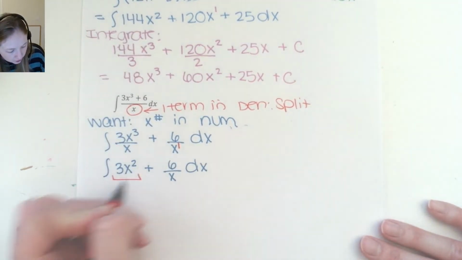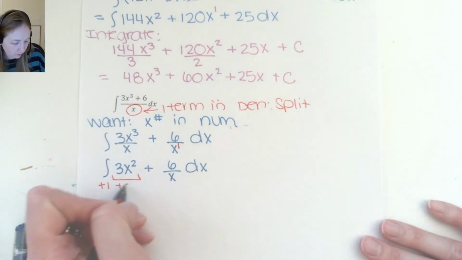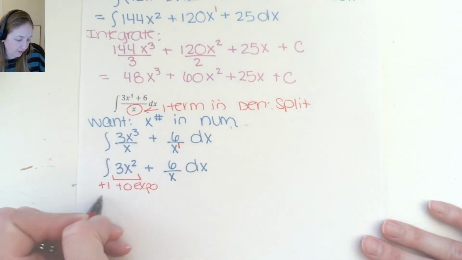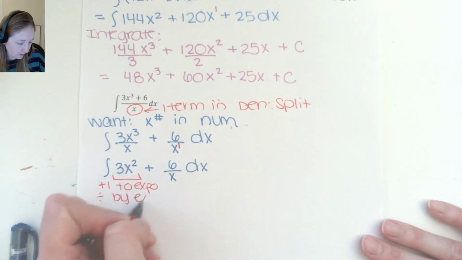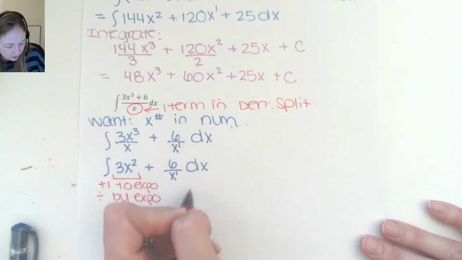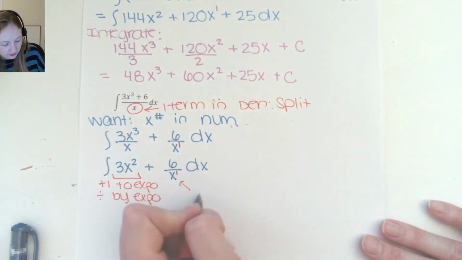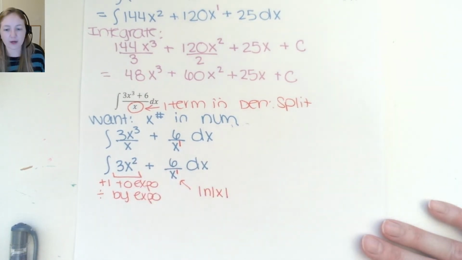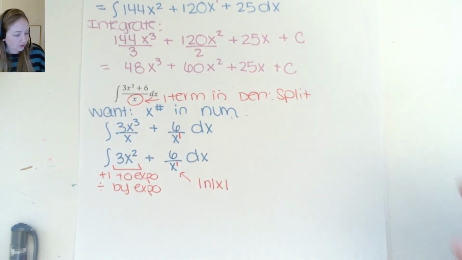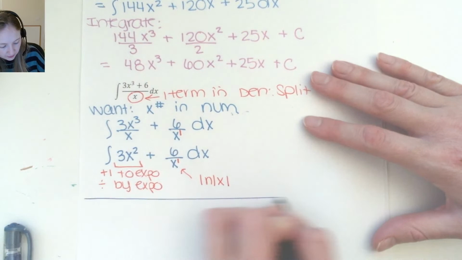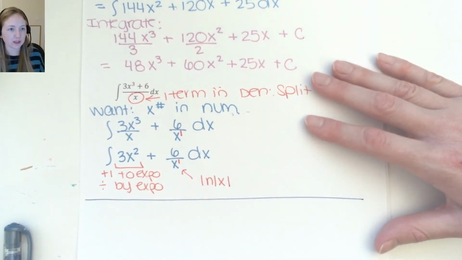So for this first term, we're going to use our power rule. We'll add 1 to the exponent, divide by the new exponent. And then for the second term, because I have that x to the first, that's going to be my natural log absolute value of x. So in our second step here, we have simplified fully. We have two terms that we can integrate.